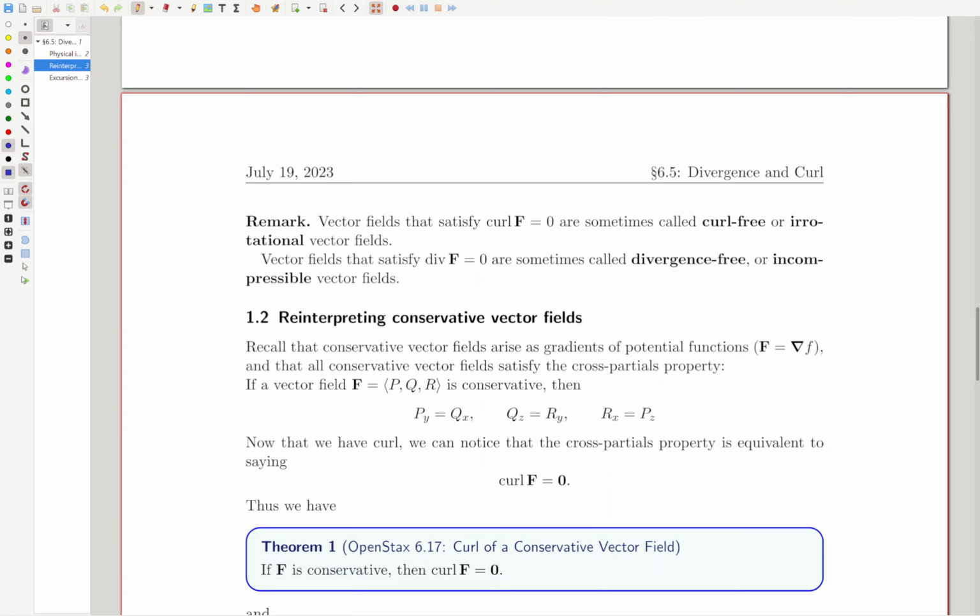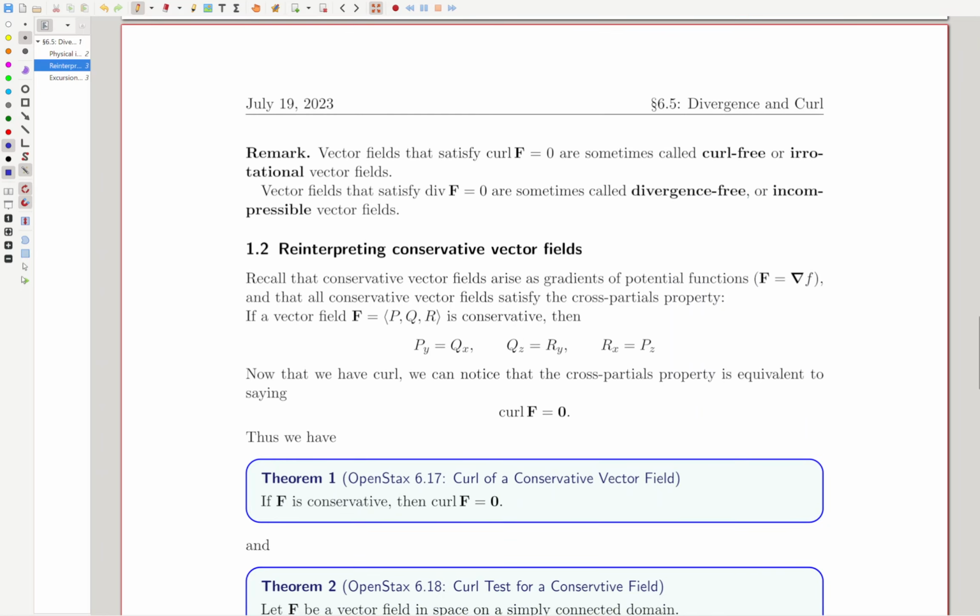So those terminologies should make sense, right? Curl measures rotation, so it's irrotational. The curl is 0. Divergence is measuring whether it's compressing or expanding. So if divergence is equal to 0, then it's incompressible. It's kind of sensible. Okay.